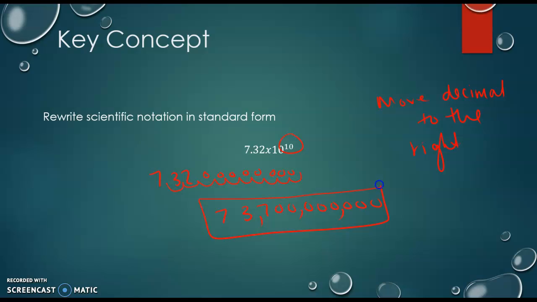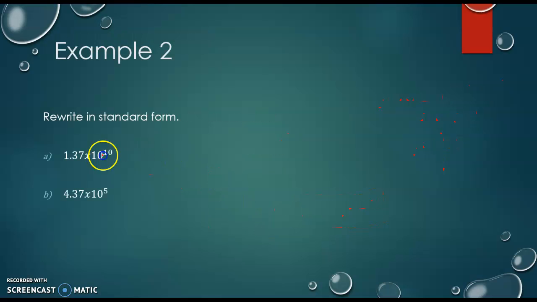So here are some more examples. Rewrite in standard form. So I'm going to put that 1.37. 1, 2, 3, 4, 5, 6, 7, 8, 9, 10. Which would be, right, 6, 7, 8. Yep. And so that's our answer for 1.37 times 10 to the 10th. I wrote the 1.37. I did my placeholders in order to get my standard number.